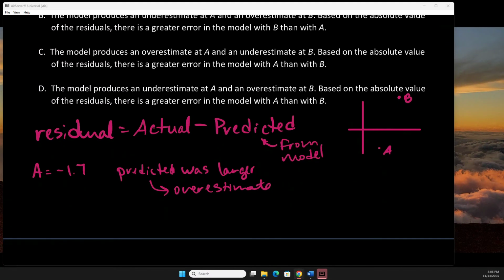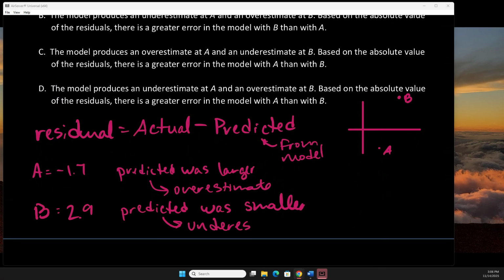All right, and then for B, they did actual minus predicted, and they got 2.9, which means the predicted was smaller. You subtracted and got a positive. And so that means that predicted value was an underestimate. And it underestimated by a larger amount. So it was 2.9 off. This one was only 1.7 off. So you need that to answer the question.